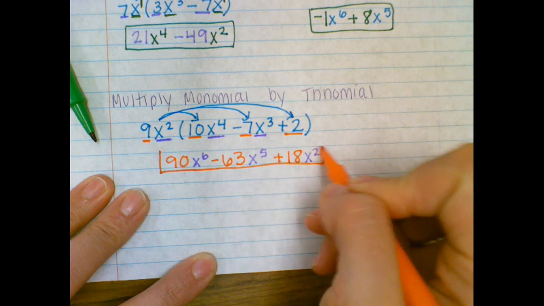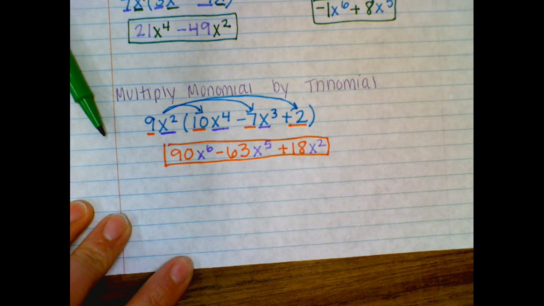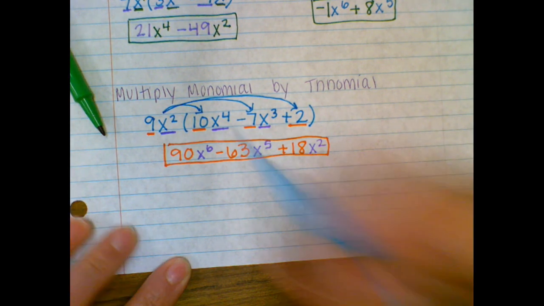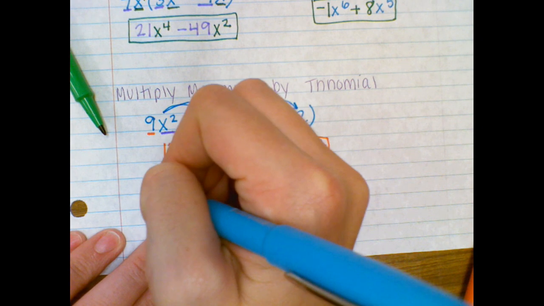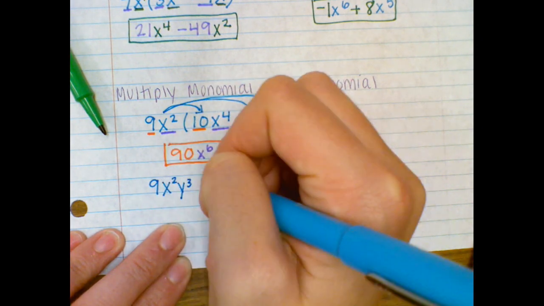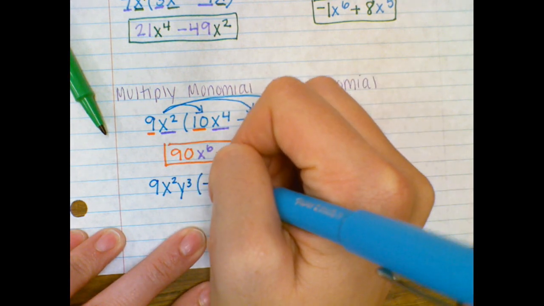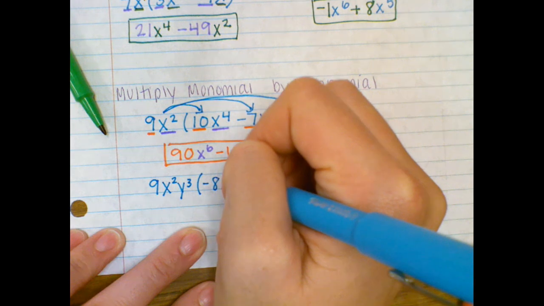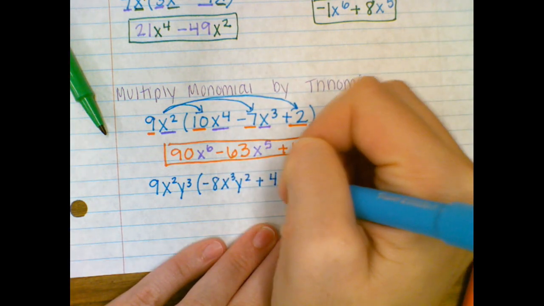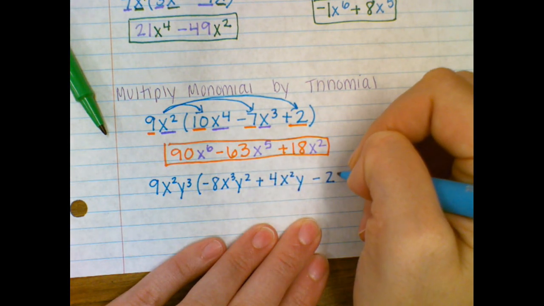And I totally lied and said this is going to be our last one, but I want to just show you one other thing if it looks like it has 2 variables. So we'll do one more for real, last one. Okay, let's do 9x squared y cubed times negative 8x cubed y squared plus 4x squared y minus 2y.